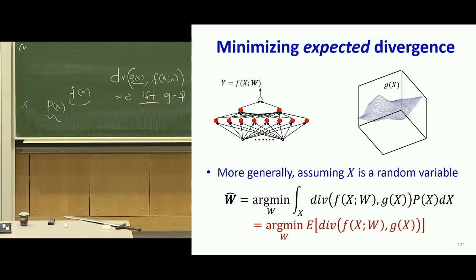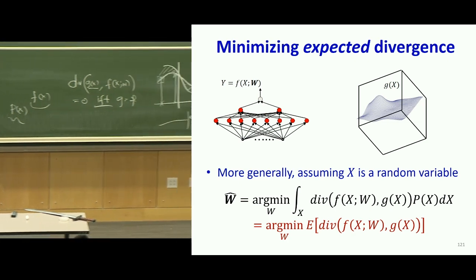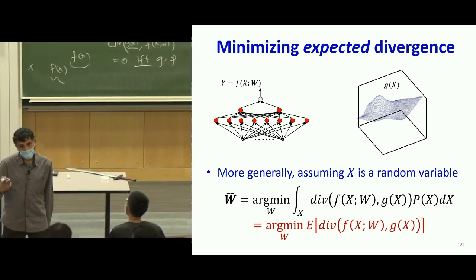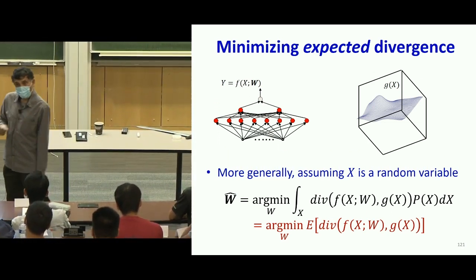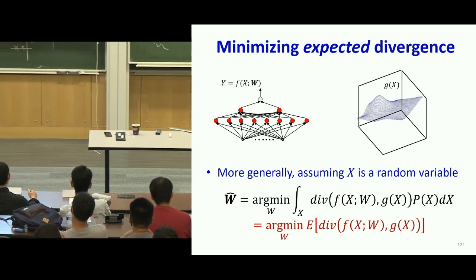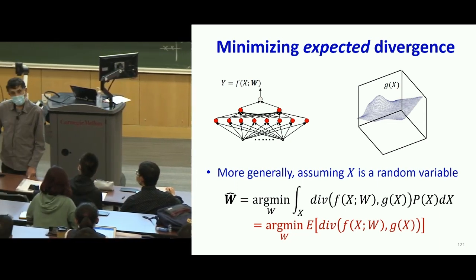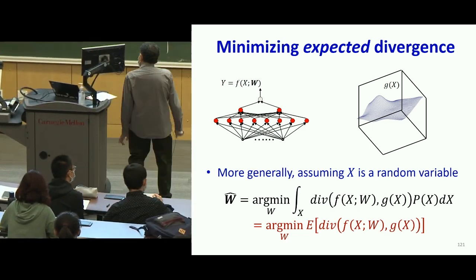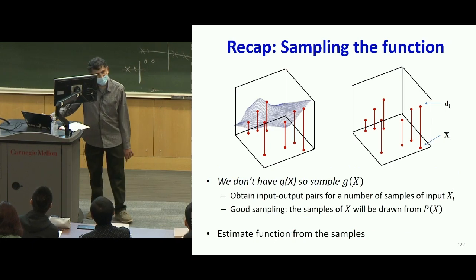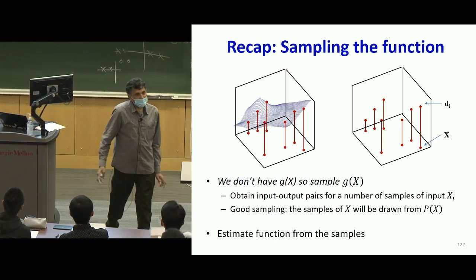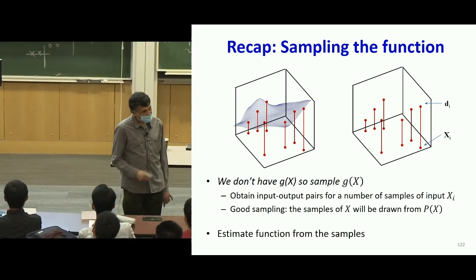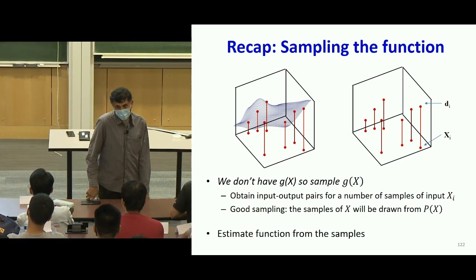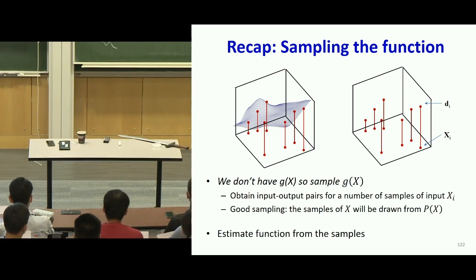This guy over here is the expected value of the, what is it the expected value of? The divergence between the true and actual, the desired and actual outputs of the network, right? And we want to find the parameters w that minimize this expected value of the divergence. And the problem again is that you don't really have the function g of x, so you're forced to take some samples, correct? If I'm forced to take some samples, what am I really doing?